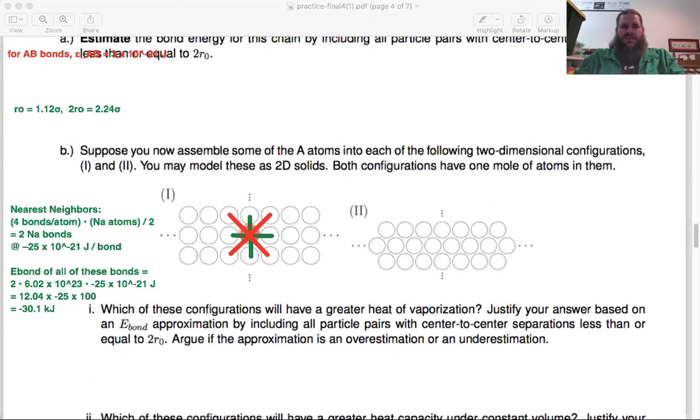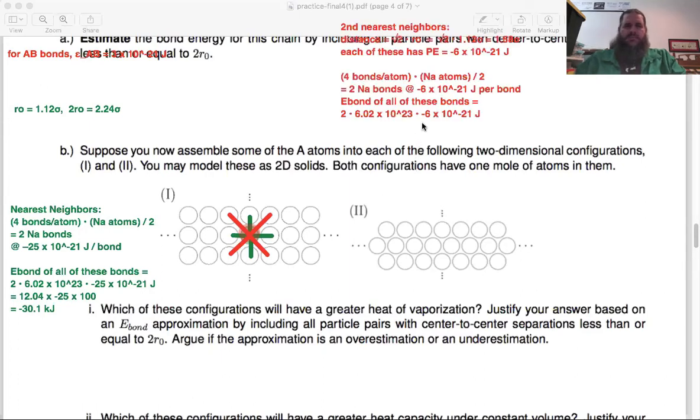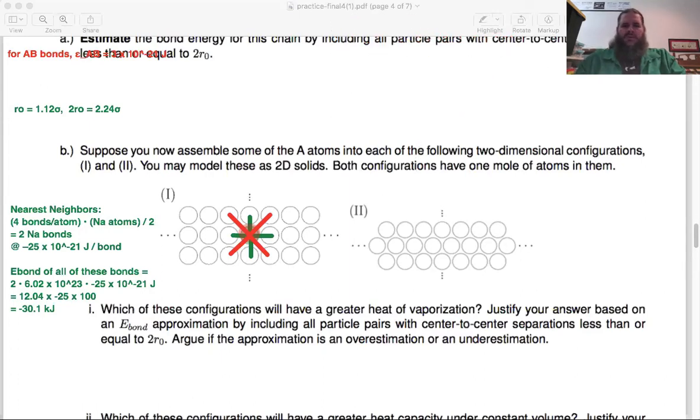So the potential energy of all these bonds is going to be 2 times Avogadro's number times the energy per bond, -6 times 10 to the -21 joules per bond. So that's, again, 10 to the 23rd and 10 to the -21 works out to times 100.